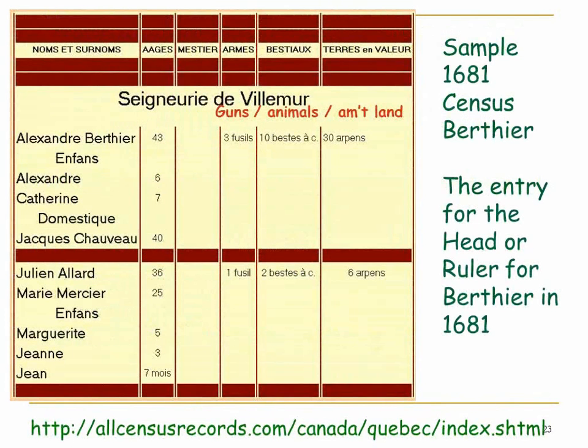Here's a sample of a 1681 census done in Berthier. Notice the entry for the head of, or the ruler of, Berthier in 1681. We have Alexander Berthier, and then his two children, Alexandra and Catherine, and a domestic person to help them, Jacques Chavot. And it tells you the number of guns, fusees, the number of animals, and the amount of land that they were on at the time. And again, this one is from all census records. As you go and look for these different census records, you'll note that some of them have been transcribed and put online.